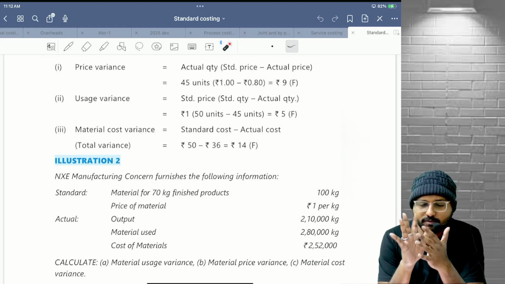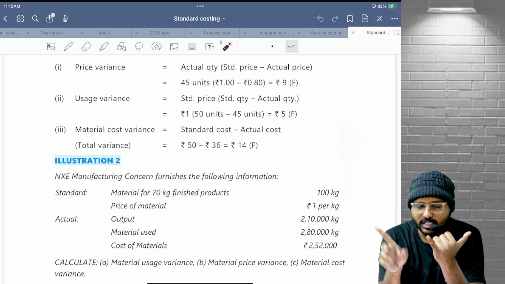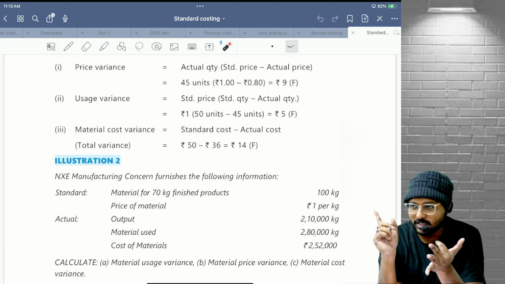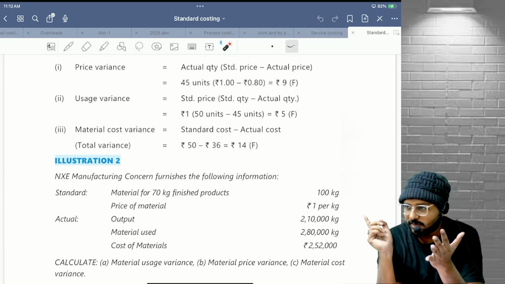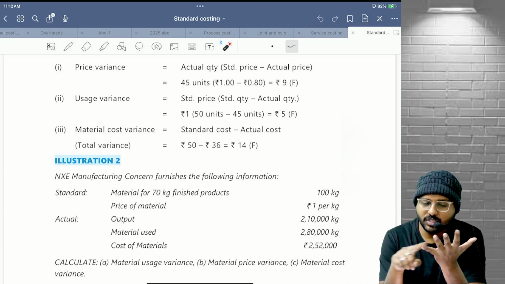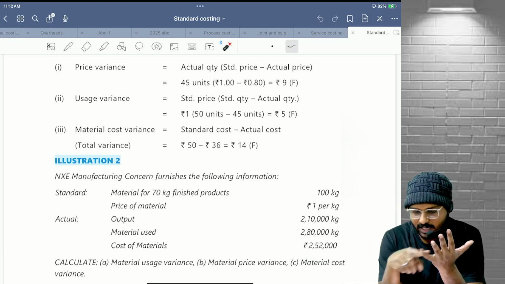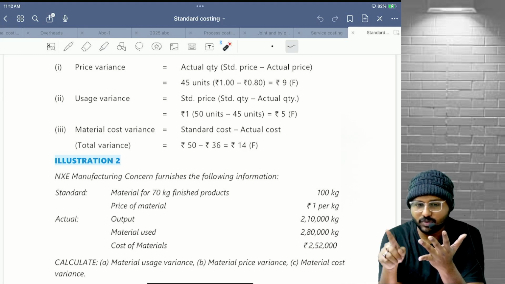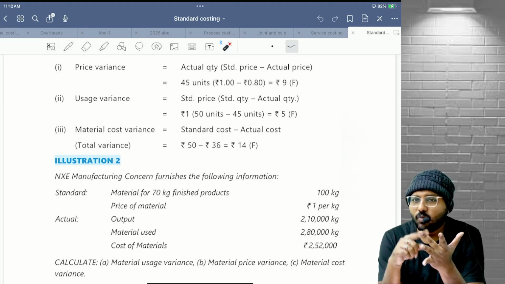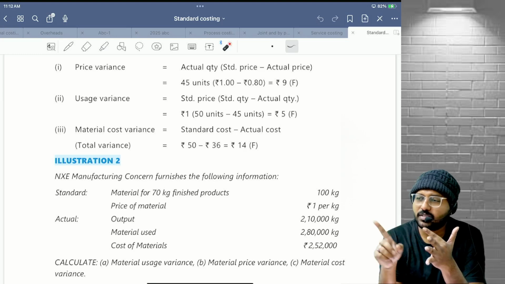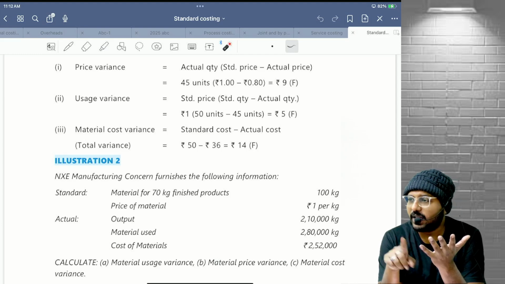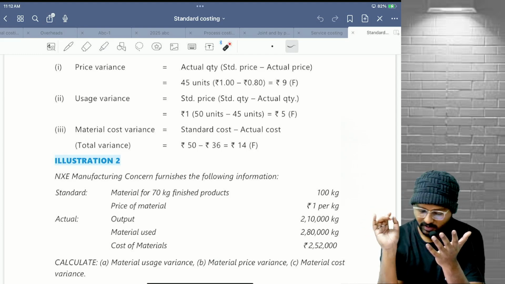1, 2, 3, 4. What is 1? SQ into SP. What is 2? AQ into AP. What is 3? AQ into SP. What is 4? RAQ into SP. Now, material cost variance: 1 minus 2. Price variance: 3 minus 2. Usage variance: 1 minus 3. Mix variance: 4 minus 3. Last one, yield variance: 1 minus 4. Got it?